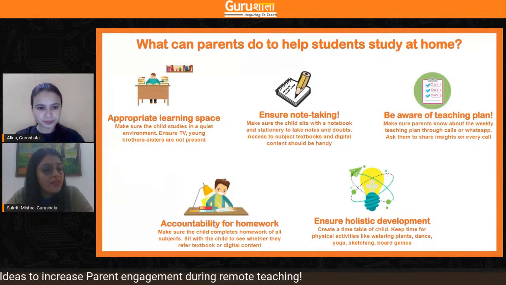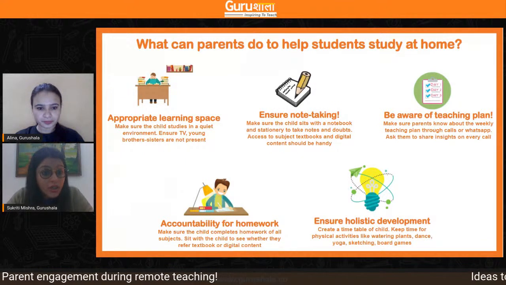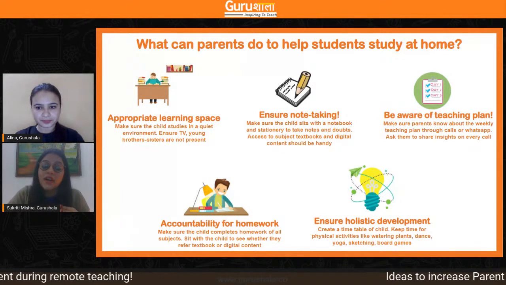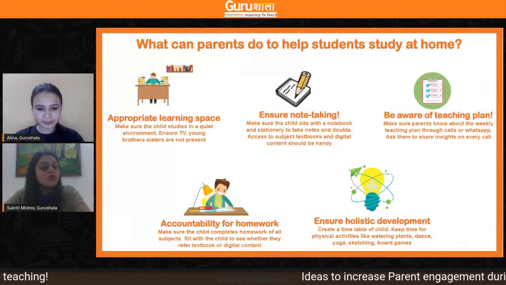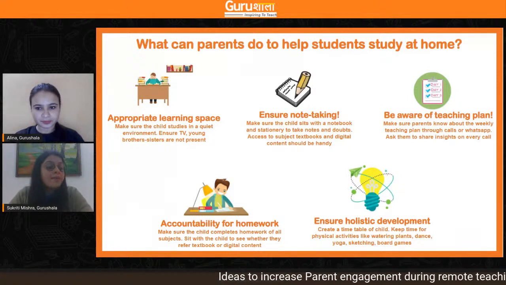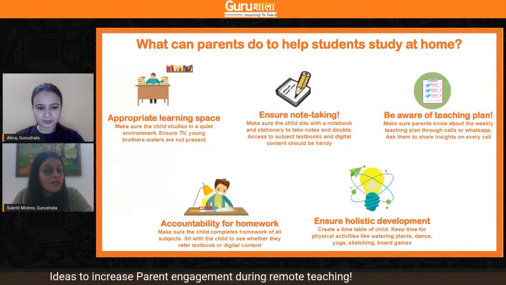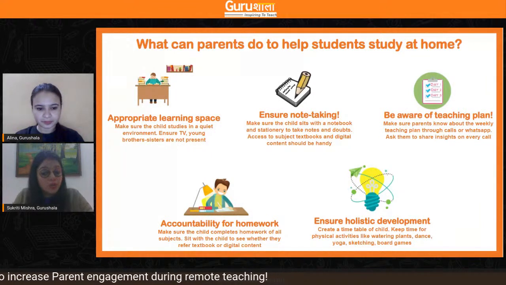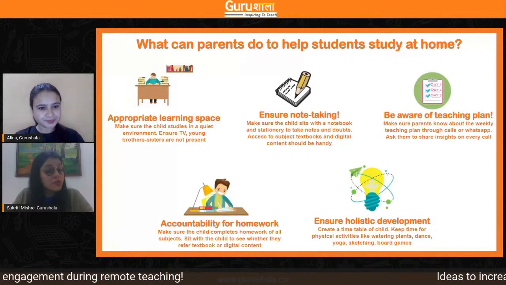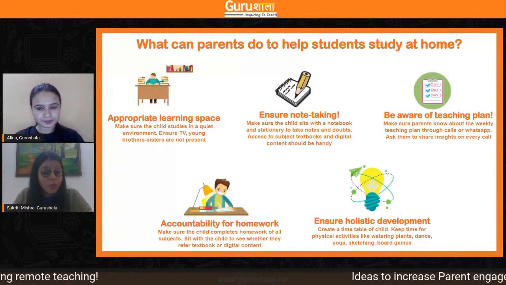So parents can ensure that children are not only engaging in homework and classwork effectively, but also engaging in other activities which will help them grow otherwise. So these are some of the things that parents can do to help students study at home.